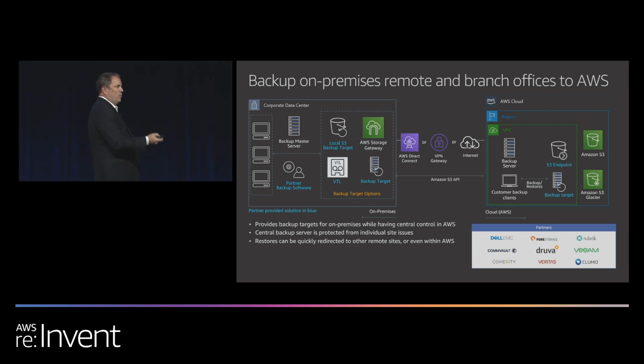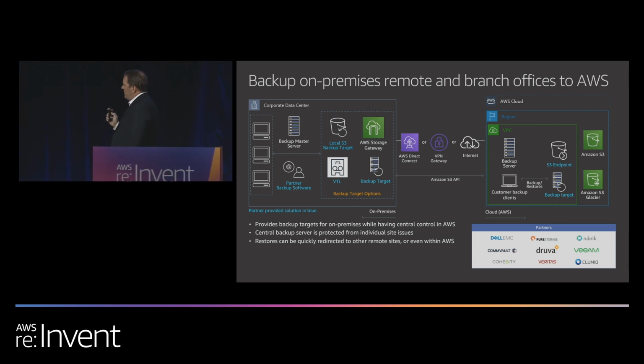So you can have endpoint protection within the offices. All the data is backed up to the cloud. If there's a problem with those remote offices, you can restore that data in the cloud and still have access to it. And you can see as I'm going through these, there's the box on the bottom that talks about the partners that support these different backup architectures.